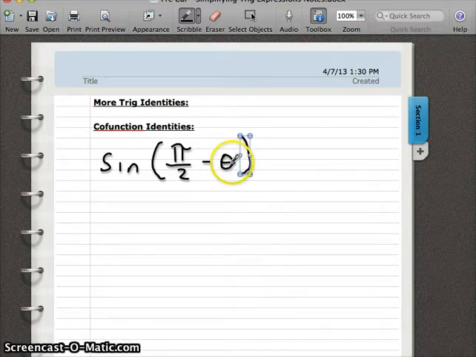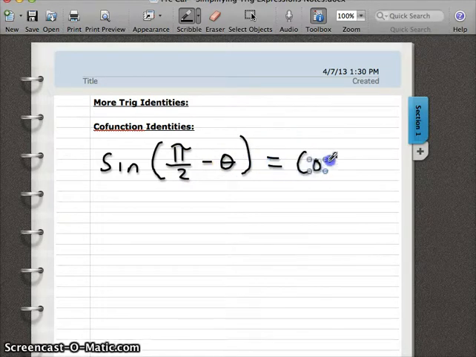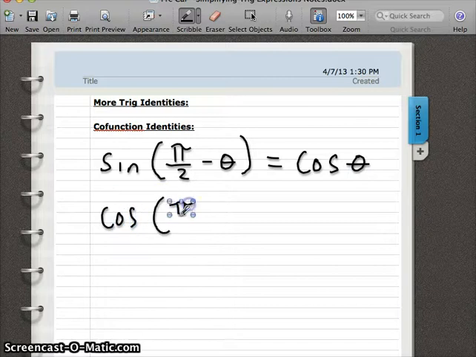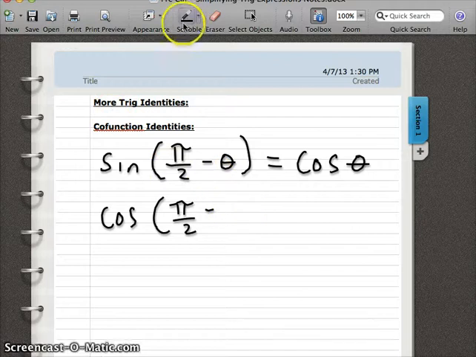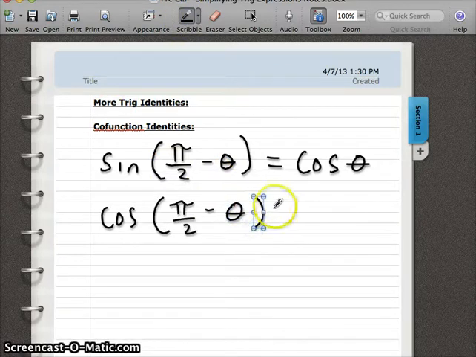Again, this angle symbol could be an x variable. It's just representing an unknown angle measurement, so it could be a variety of symbols in there. But the sine of this quantity here, which is essentially 90 degrees or pi over 2 minus an angle, that identity is going to be equal to cosine of an angle. And the same could be true for cosine. If we had cosine of that quantity, that would be equal to sine.